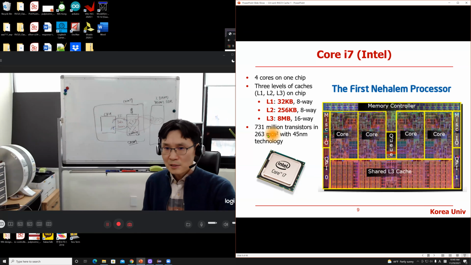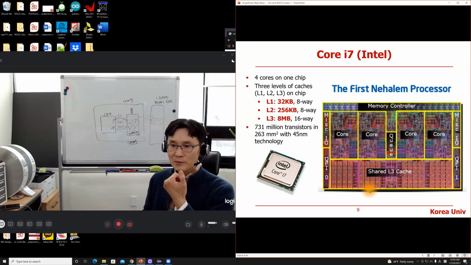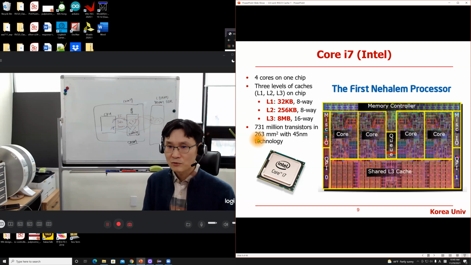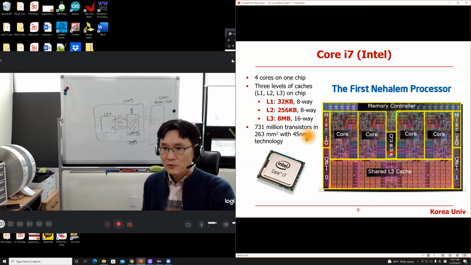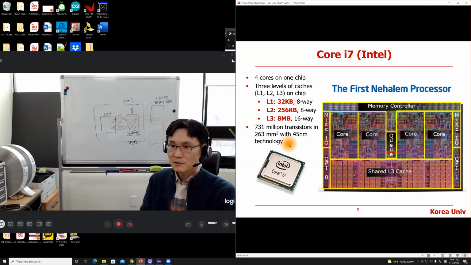How many transistors? 731 million transistors. In Korean, 7억, right? 7.3억, right? That many transistors are packed in a thumbnail-sized space. That is the rough dimension, 263 square millimeters. Okay. And it is using 45 nanometer semiconductor technology. Transistor size, 45 nanometer.